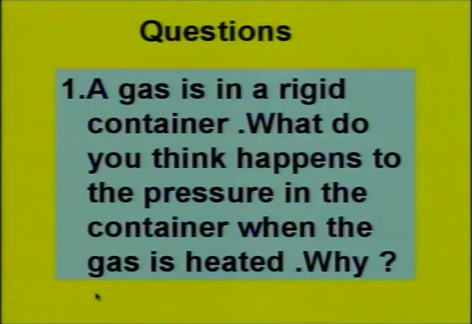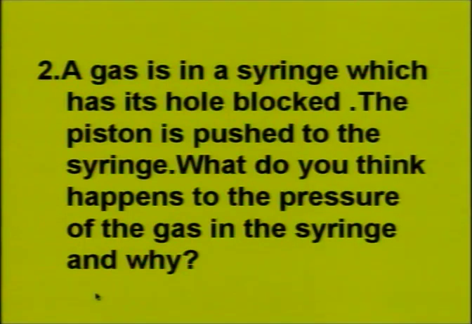Now on to question number two. Please copy question number two. You find that gas is in a syringe, which is blocked with a piston pushed into the syringe. What do you think happens to the pressure of the gas in the syringe and why? I'm sure some of you may have seen a syringe.